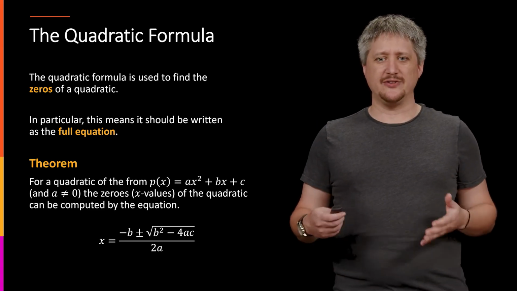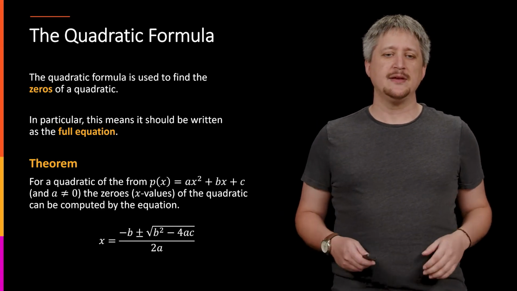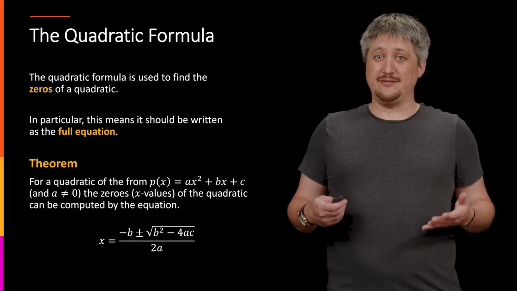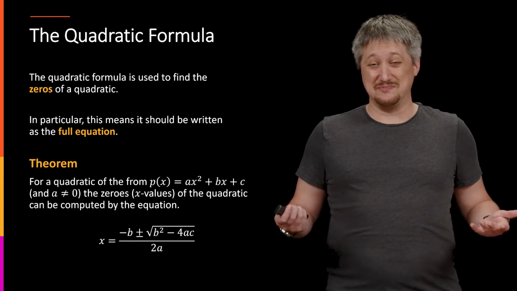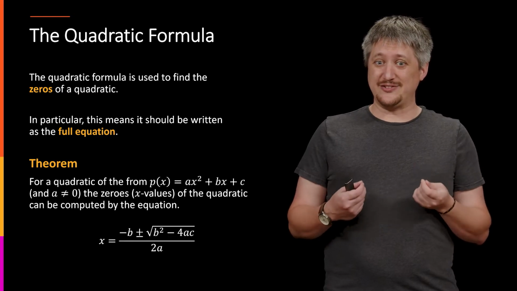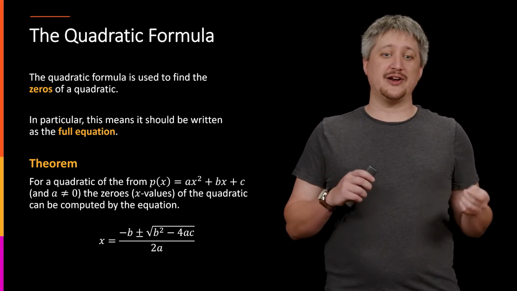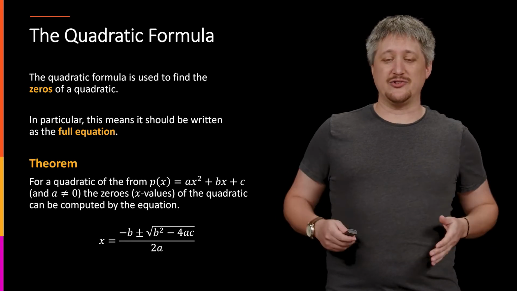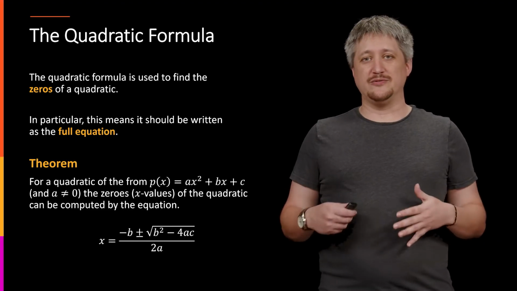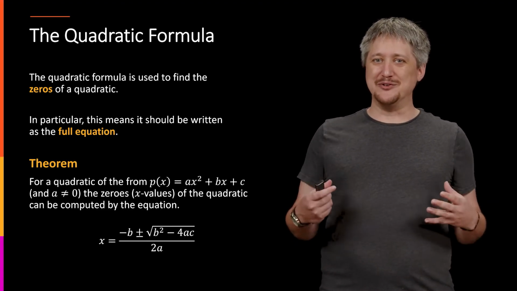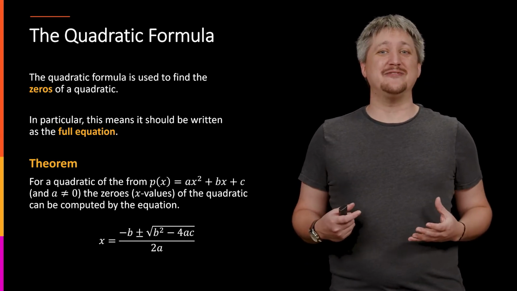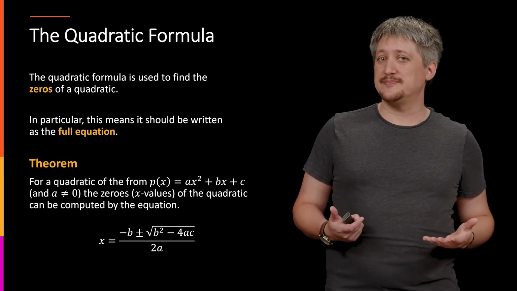If you have a quadratic of this form, ax squared plus bx plus c, and in particular, a is not 0, right? Because if a were 0, you wouldn't have a quadratic, you'd have a line. Not very interesting. Then we can have the zeros, those x values of the quadratic, computed by this equation: x equals minus b plus or minus the square root of b squared minus 4ac, all over 2a. Maybe you've learned a jingle or a mnemonic to remember this, but this gives you the zeros of quadratics.